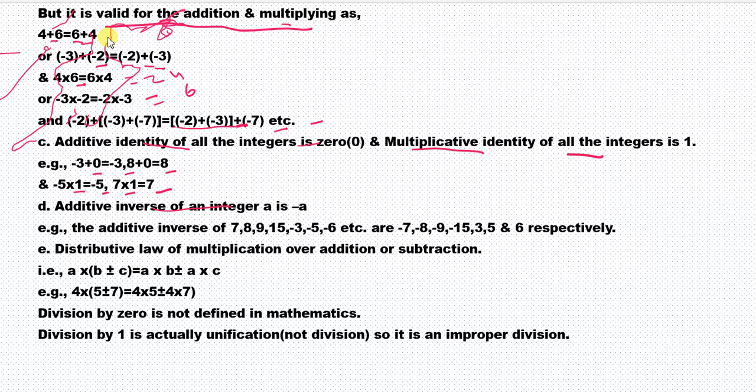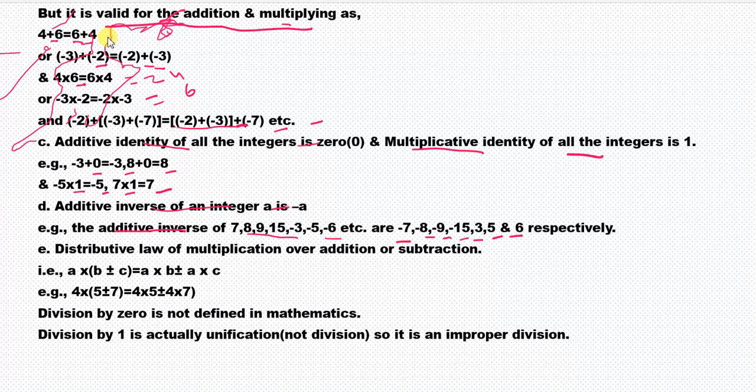Additive inverse of integer a is minus a. The additive inverse of 7, 8, 9, 15, minus 3, minus 5, minus 6 are, what is the inverse of these? Minus 7, minus 8, minus 9, minus 15, and 3, 5, 6 respectively.